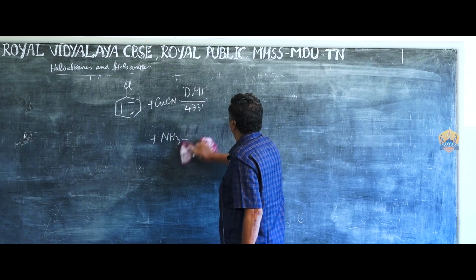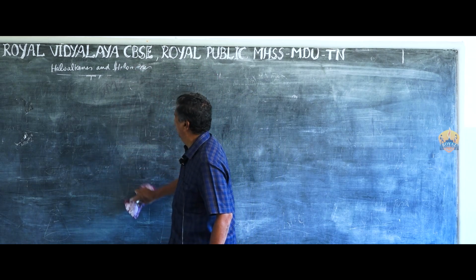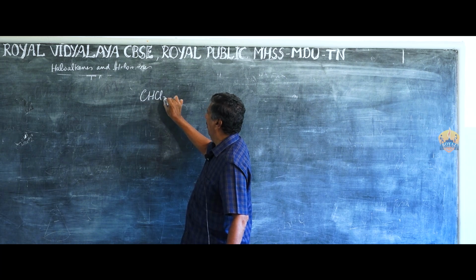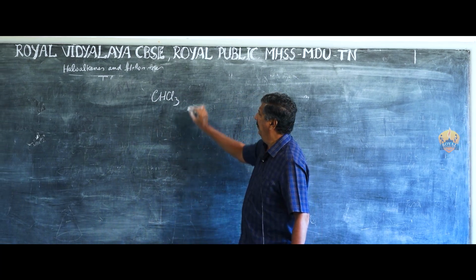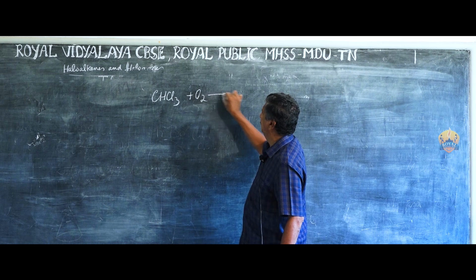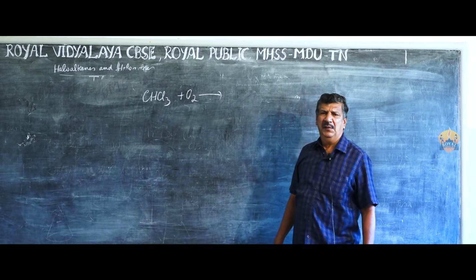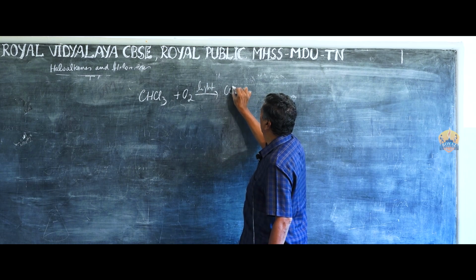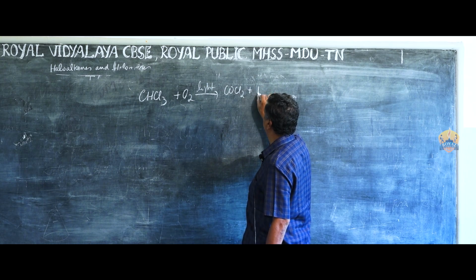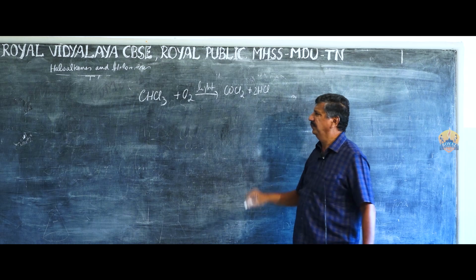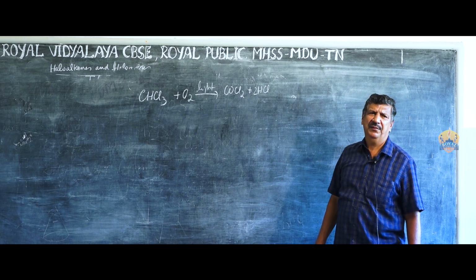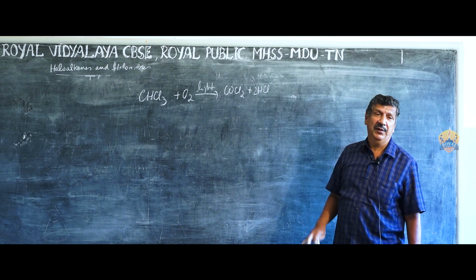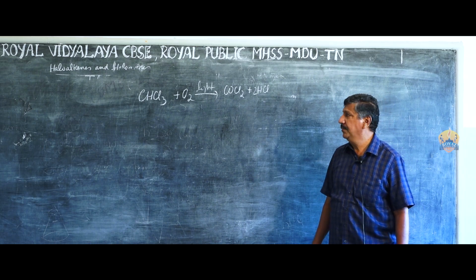Then, you see, this is chloroform. When treated with oxygen in the presence of light, it gives a poison gas. That's all. It gives carbonyl chloride, of course a highly dangerous poison gas.